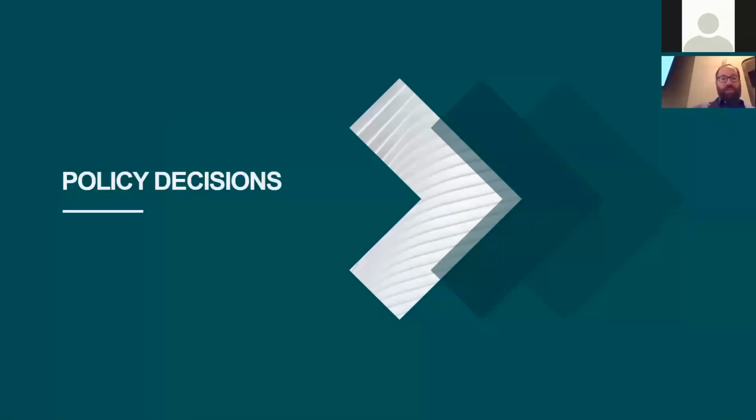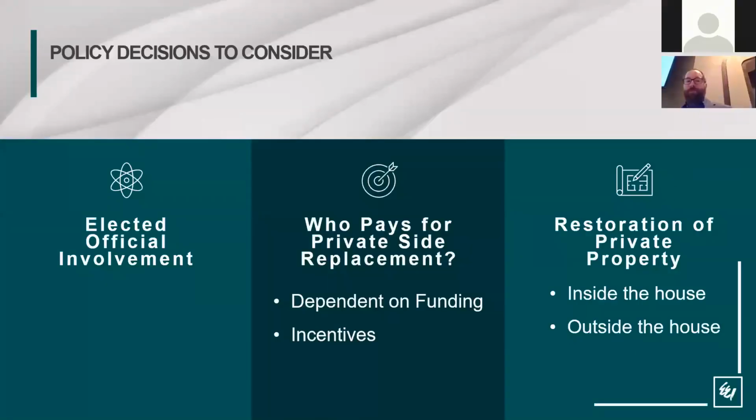Policy decisions are going to be pretty important to decide on early and upfront. Getting your elected officials involved as much as they want to be is going to be pretty critical to answering questions such as who's going to pay for the private side replacement. Your answer is going to depend on the funding source as well. If you're using an IEPA loan with principal forgiveness, you're going to be paying for the entire service replacement. If you're using local funds, you may elect to have the municipality pay for it, or the homeowner might pay for it, or it might be a shared cost. You might also want to look into incentives to encourage participation.